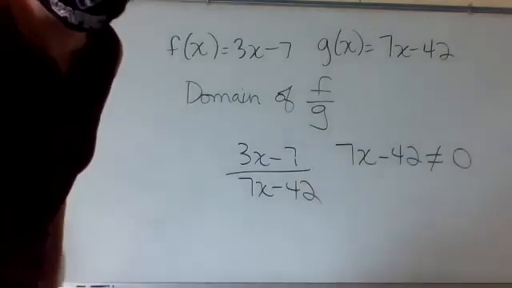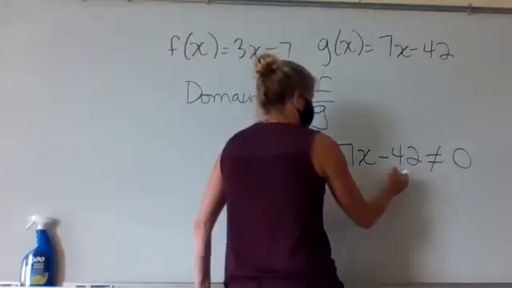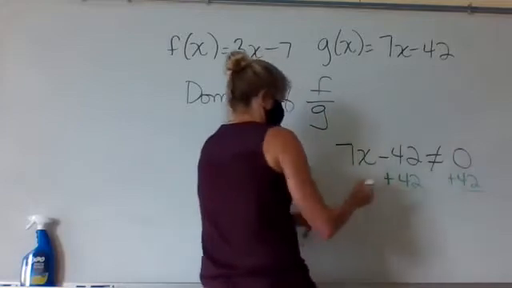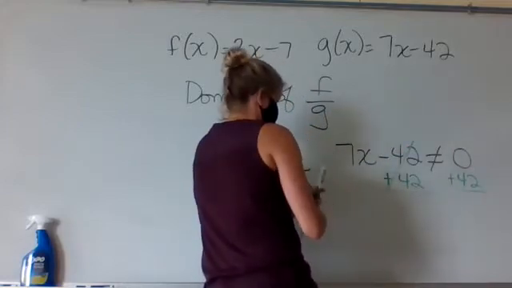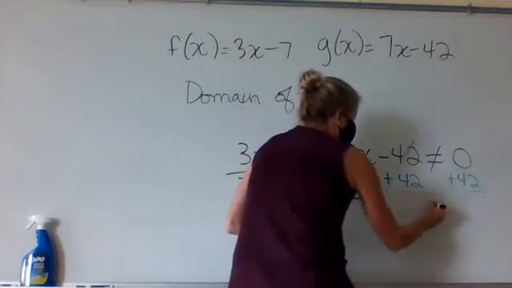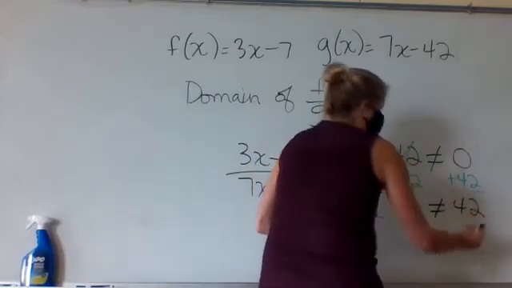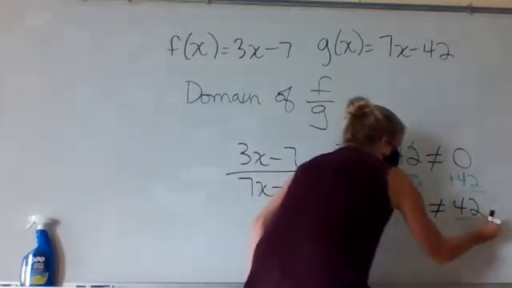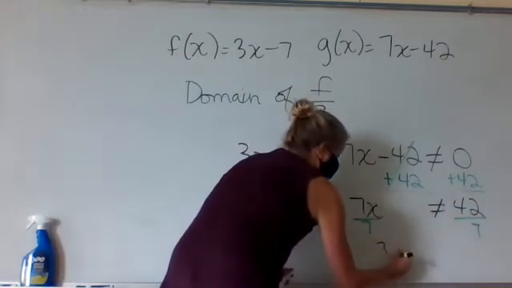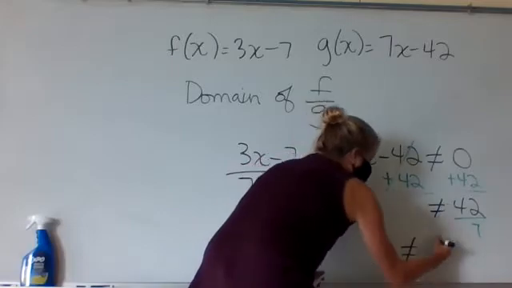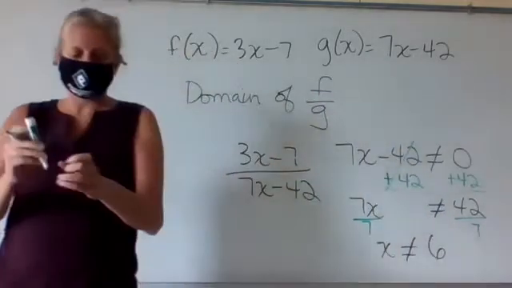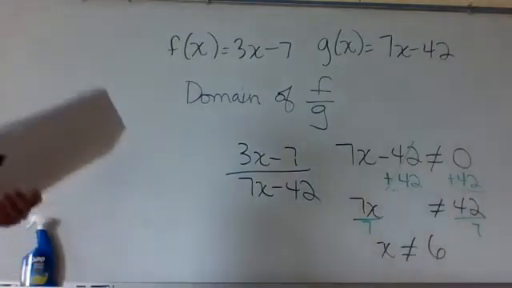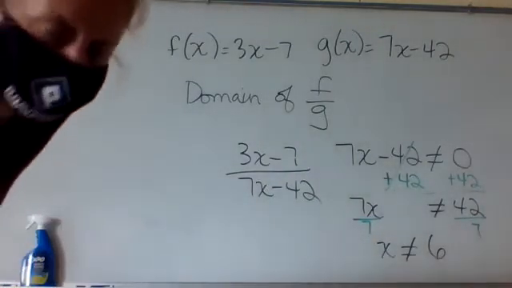So if I solve this, I'll have to get rid of the minus 42 and the plus 42. So 7x cannot equal 42. And then divide by 7. So x cannot equal 42 over 7, which is 6. So x is a real number, and x cannot equal 6.